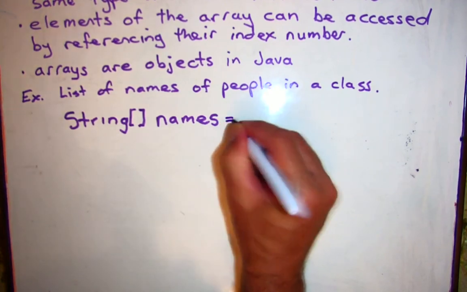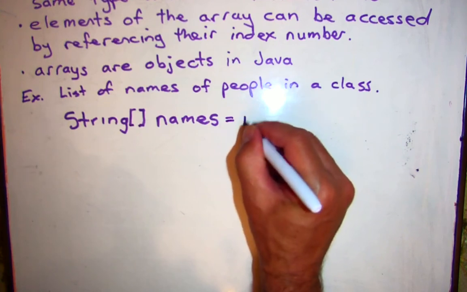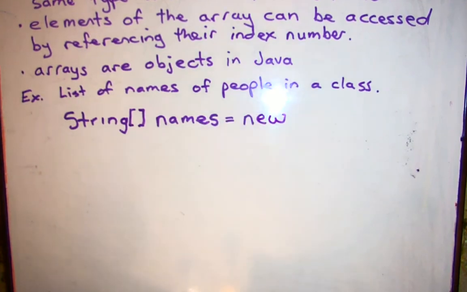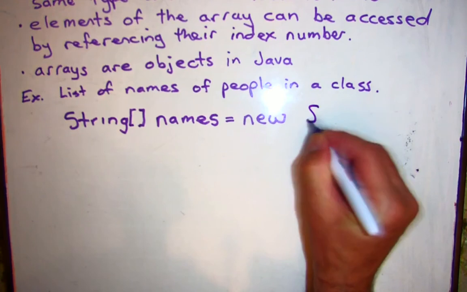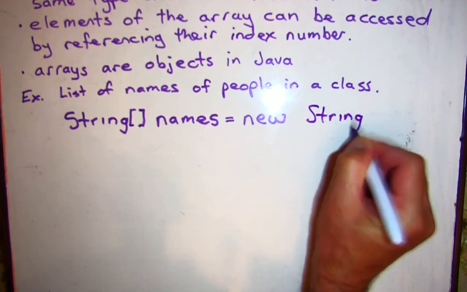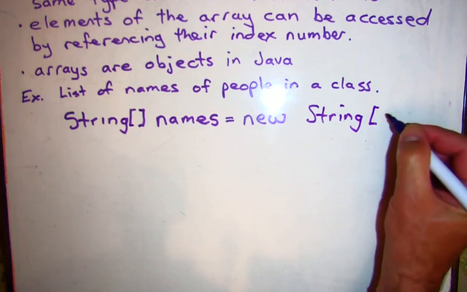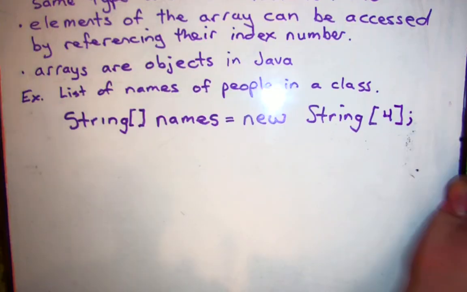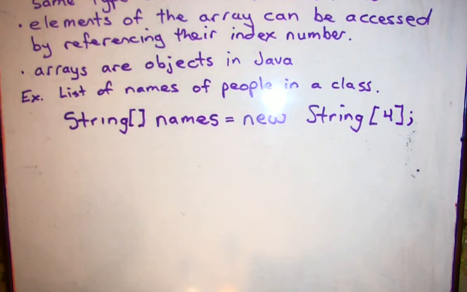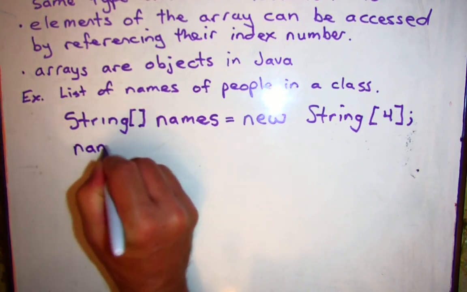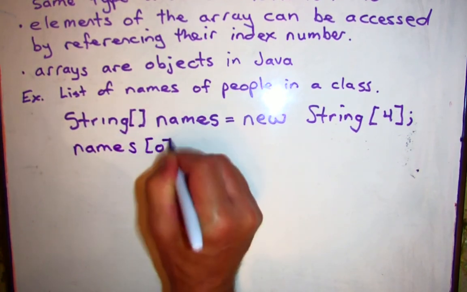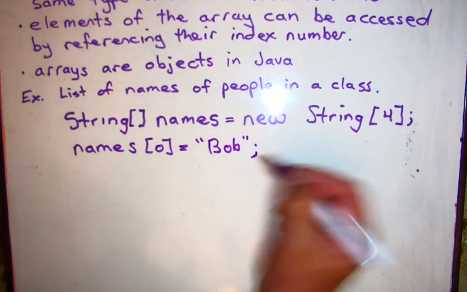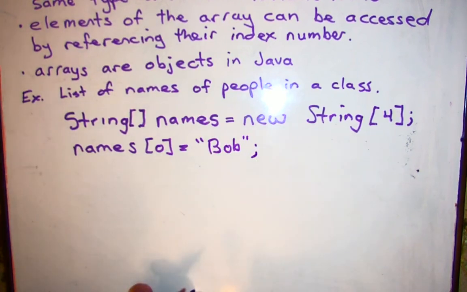And then I can say equals. I have to say the keyword new. This is how we use the keyword new when we're making a new object, such as a scanner. And then we just state the data type again. It's String, and use square brackets here. And I'm going to say I've got 4 people, 4 names to store, and that's how I make my string array. Then if I want to set values, I can just say names, square bracket 0 equals Bob. So that's how I would set the array's first element to Bob.